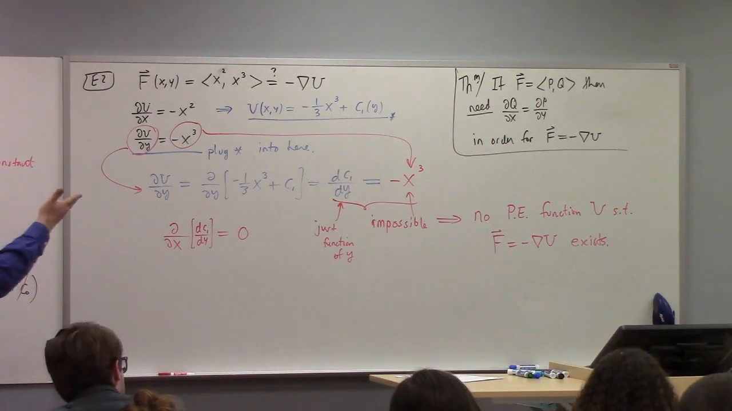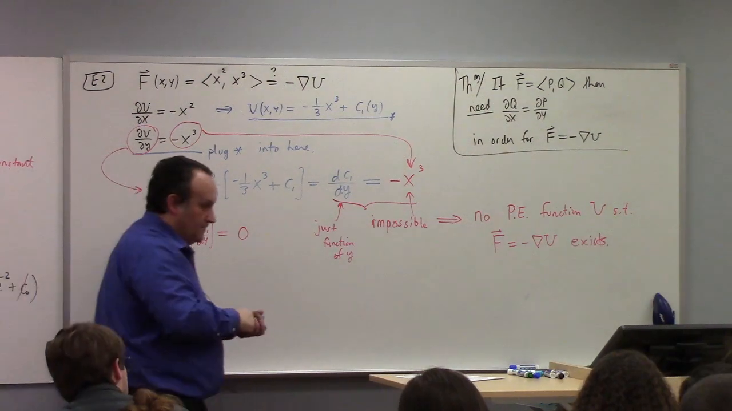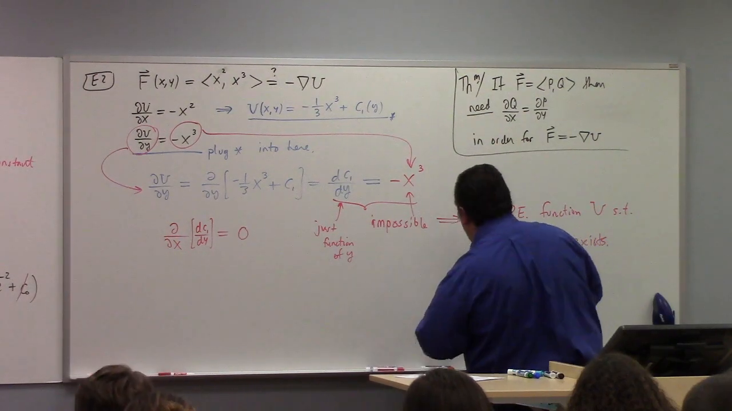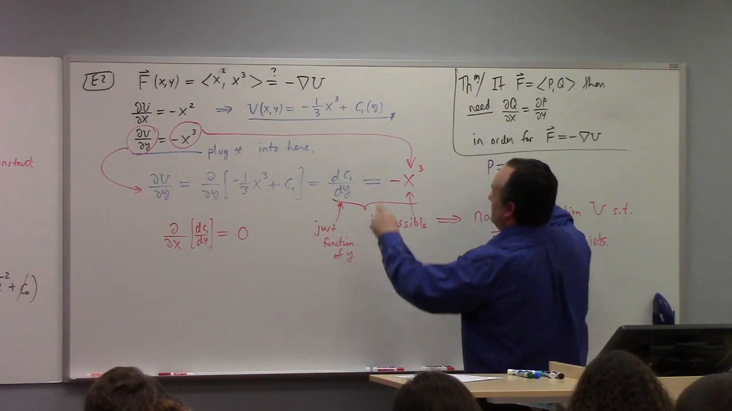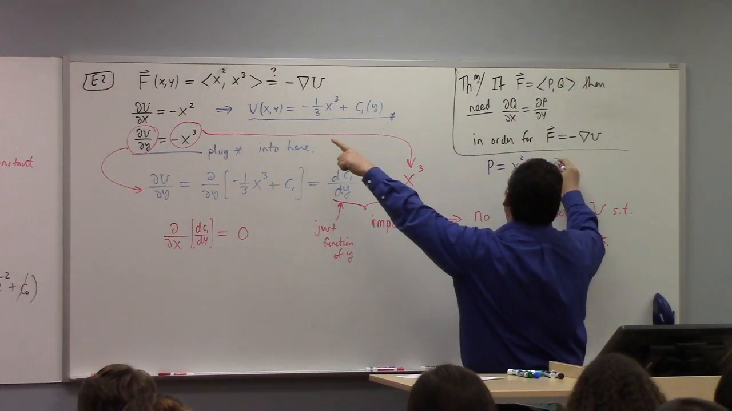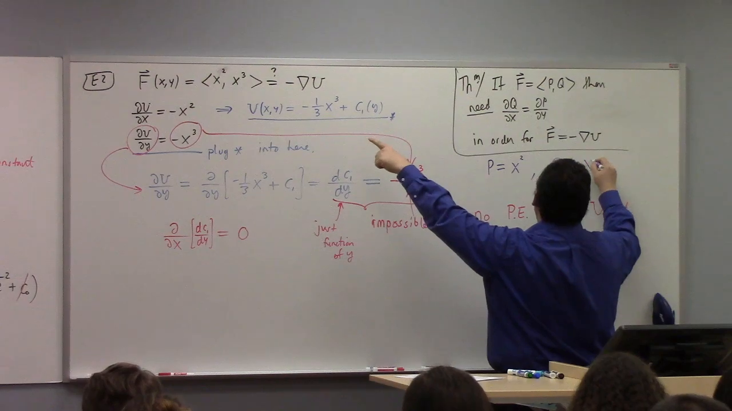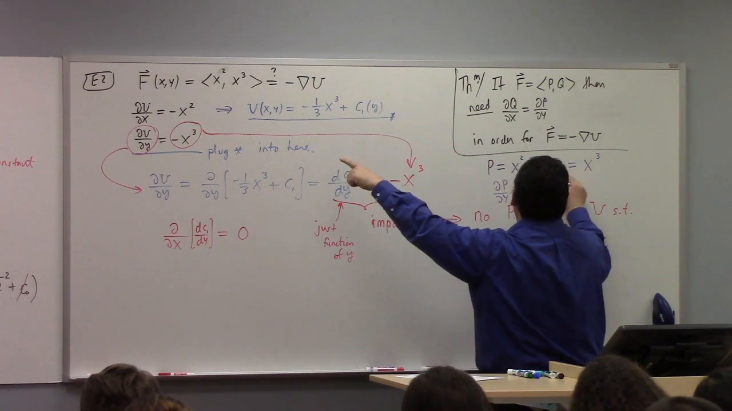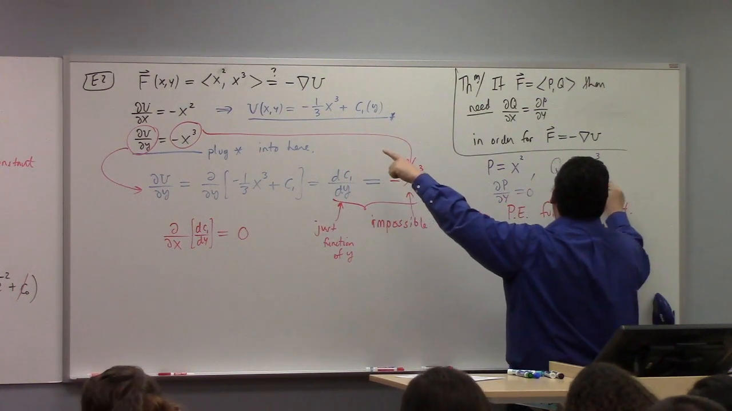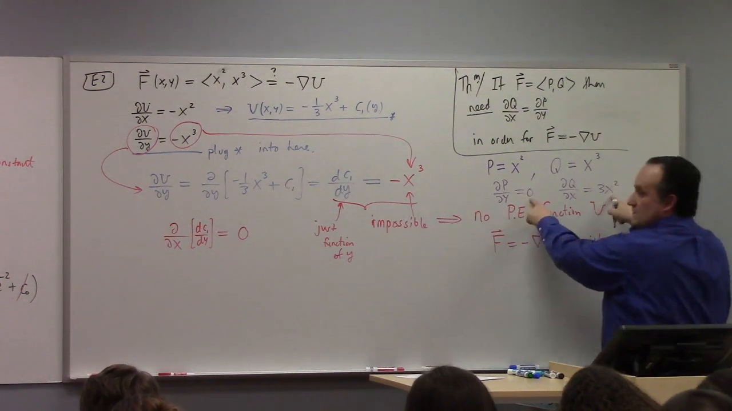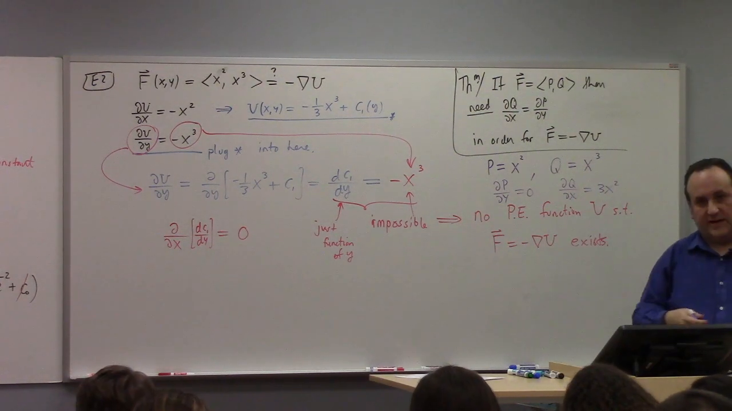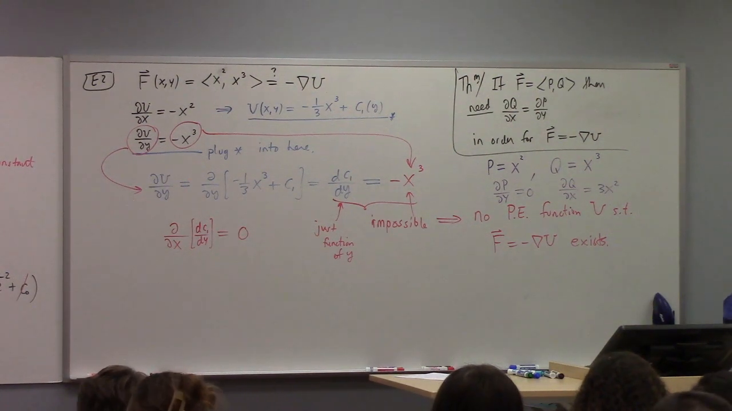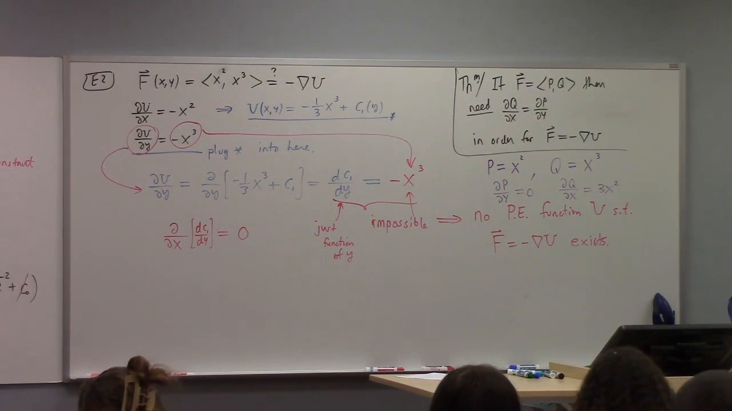Like this one, my P is what? Here we have P equals x squared, and my Q is x cubed, right? So partial P partial y is what? 0. Partial Q partial x is 3x squared. As you can see, these are not equal, which tells me that this is not a conservative vector field. So the theorem lets you know whether or not it's conservative.